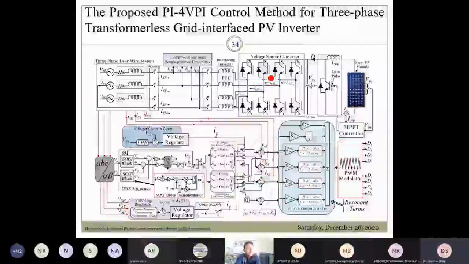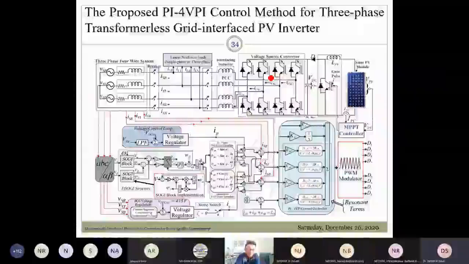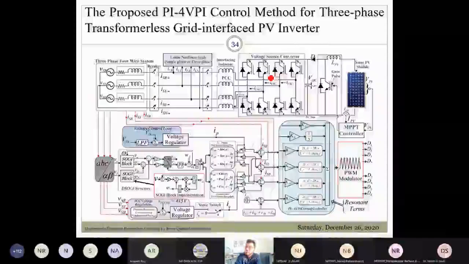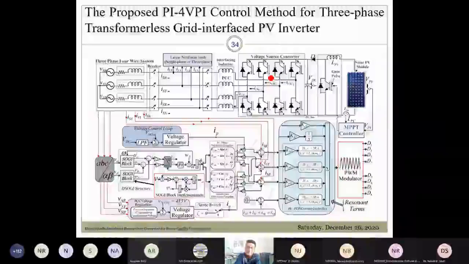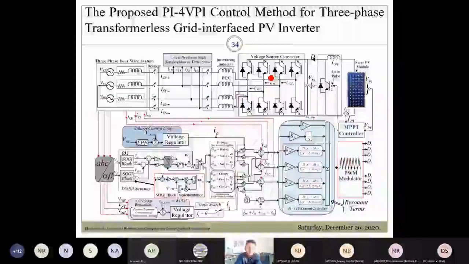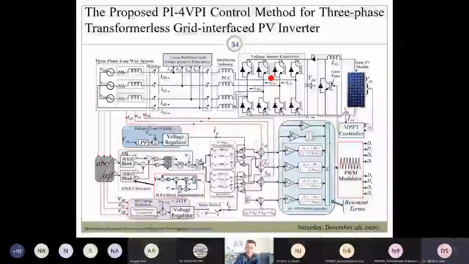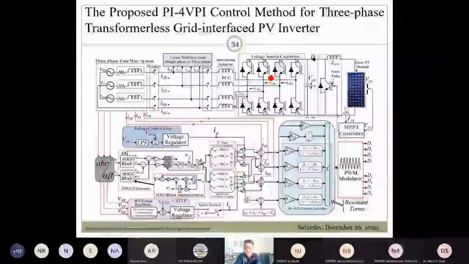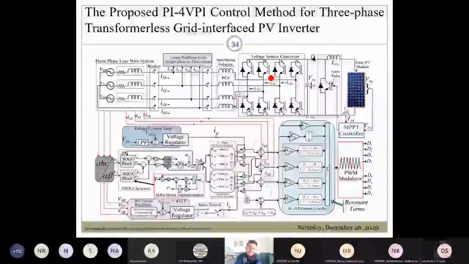Let me make you aware of this fact. The moment when I say real-time control, what does it mean? It means that if I talk about in aspects of this PI controller, then I can control the proportional and integral gains of the PI controller in real time.